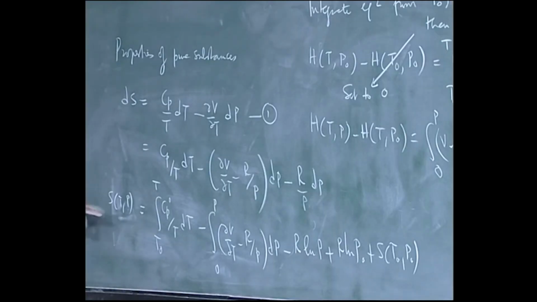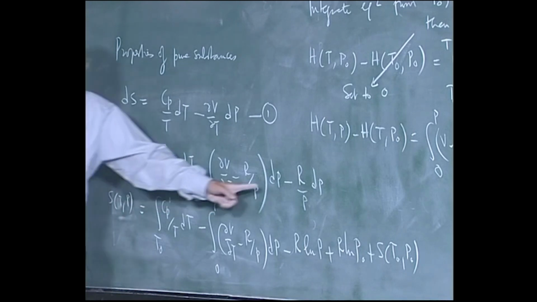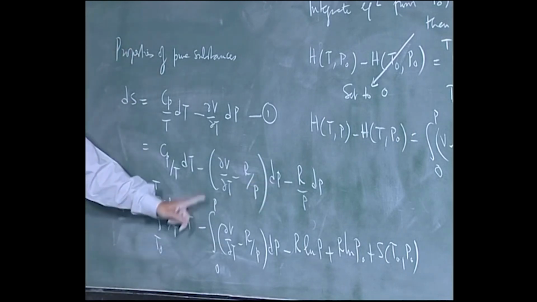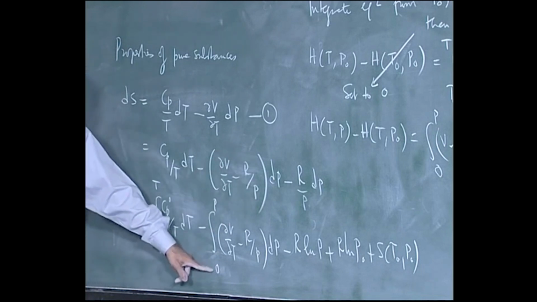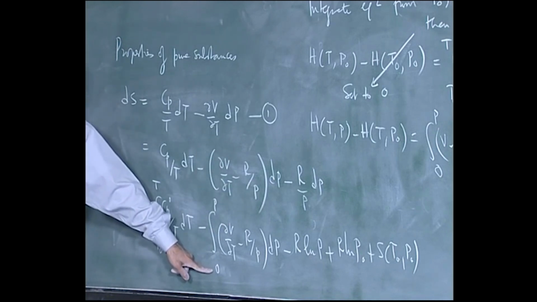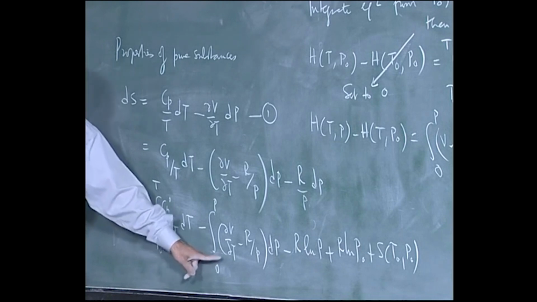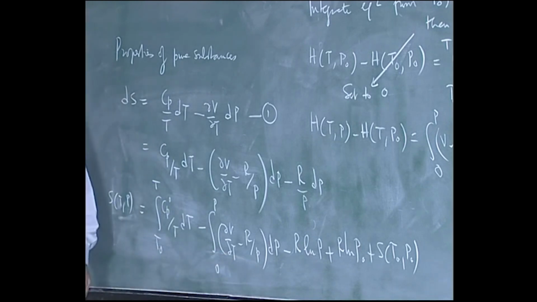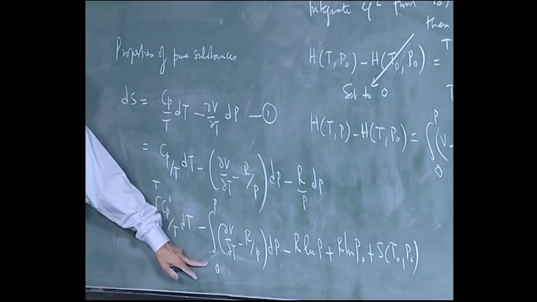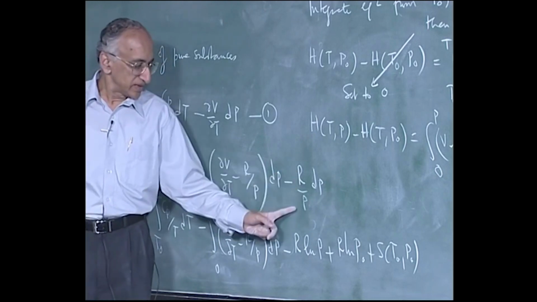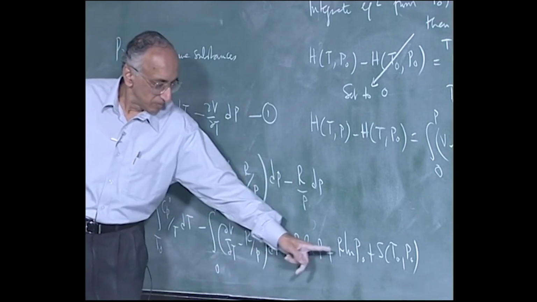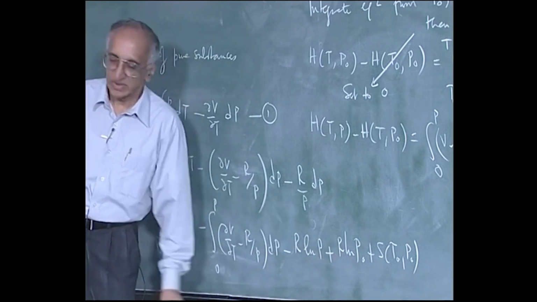So S at T and P is equal to, start from S at T0 P0, at P0 you integrate from T0 to T, you will simply get Cp by T dT. The remaining you have to integrate from P0 to P. As far as integrating this is concerned, I replace P0 by 0, because from 0 to P0 the gas is ideal, dou V by dou T minus R by P is 0. So that part of the integral is 0, so I have simply added a 0 here. Then I integrate this, I get R log P minus R log P0, right.